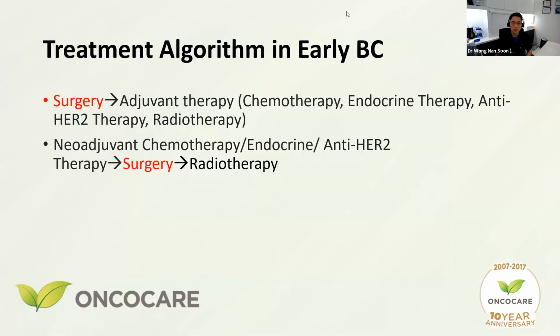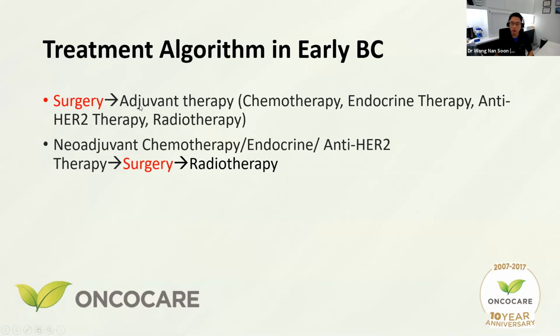So when it comes to actually treating breast cancer, I've highlighted here in red that surgery is, as of 2020, the most important step towards cure. And so although we can give systemic therapy and radiotherapy, nothing can at the moment take the place of surgical removal of the primary tumor. After surgery, we provide adjuvant therapy, whether it's chemotherapy, hormonal therapy, anti-HER2 therapy, or radiotherapy to reduce the risk of recurrence.